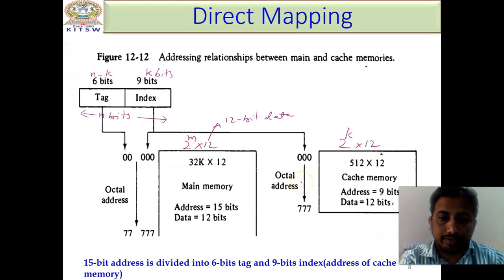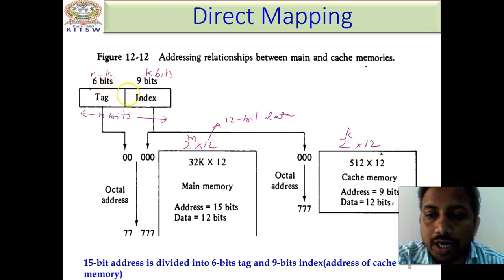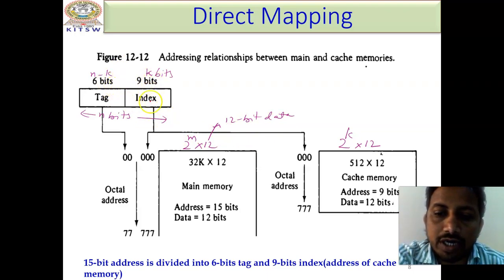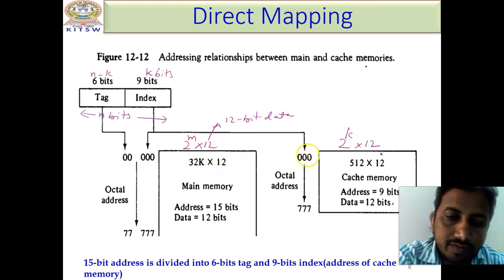Now coming to direct mapping. This is the direct mapping technique which has been shown over here. The CPU has a 15-bit address bus. Out of these 15 address bits, 6 bits are used as tag bits and 9 bits are used as the index. Now these 9 bits will form the cache memory. Using 9 bits, you will have 512 words.